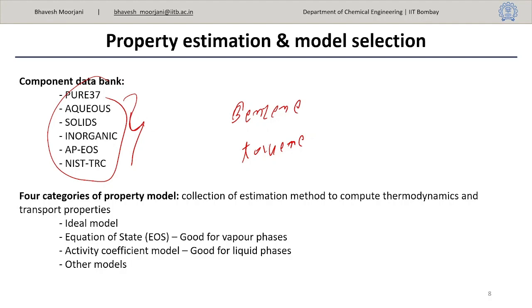Once we have added different compounds, for the calculation of various properties of these compounds we have to select a model. We can categorize models into four parts, as sir has taught: ideal model, equation of state model, activity coefficient model, and other models. So what does it mean and how are these models useful?